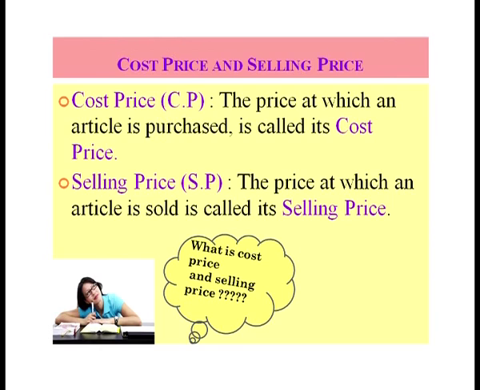Selling price is the price at which an article is sold, and we shortly write it as SP, which refers to selling price. Now the question is, when will we get profit and loss?